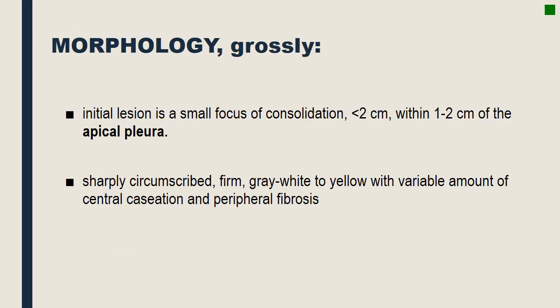The initial lesion usually is a small focus of consolidation less than 2 cm in diameter within 1 to 2 cm of the apical pleura. The foci are sharply circumscribed, firm, gray-white to yellow areas that have a variable amount of central caseation and peripheral fibrosis.